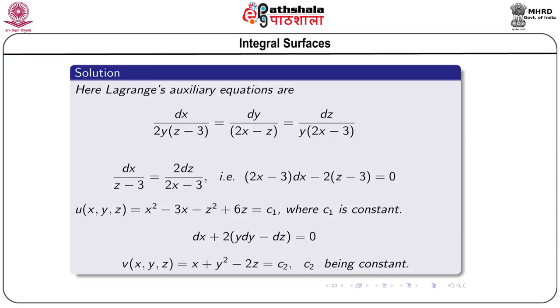And from this equation one can easily find one integral u(x, y, z) as x squared minus 3x minus z squared plus 6z equals C1, where C1 is a constant, and another integral can be found easily: dx plus 2y dy minus dz equals 0. After integrating, v is x plus y squared minus 2z equals C2, where C2 is a constant.